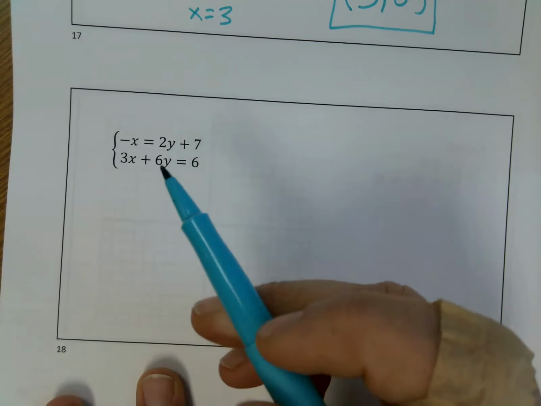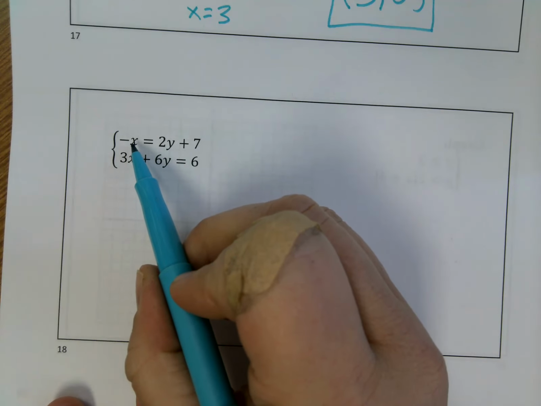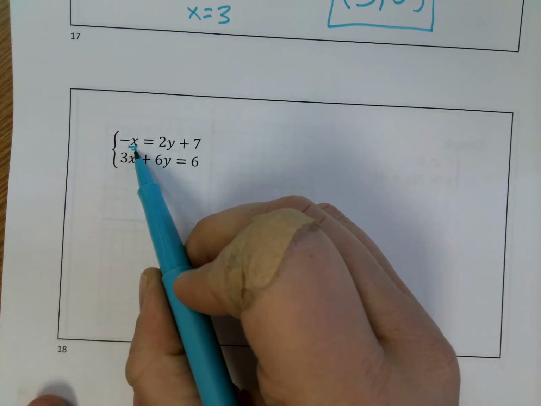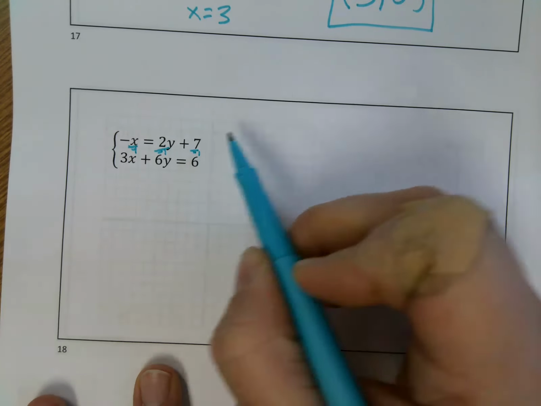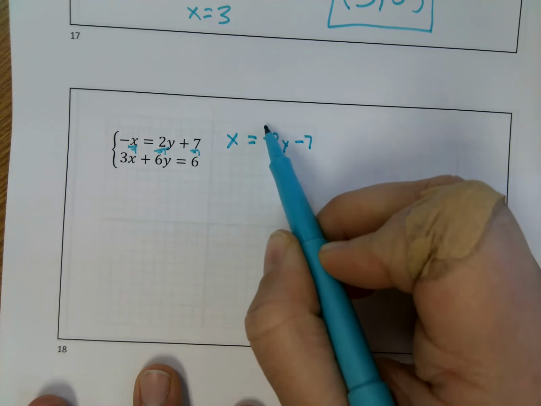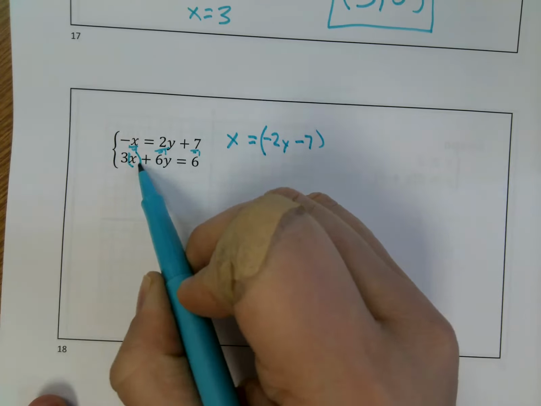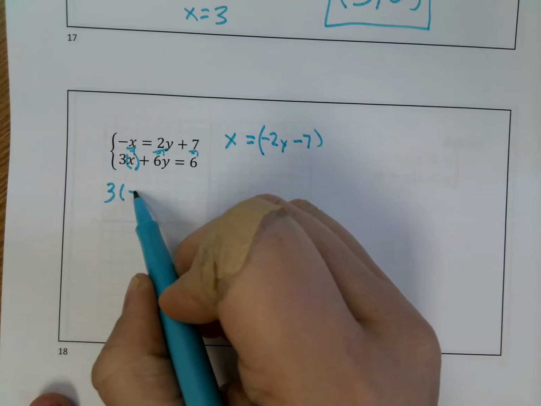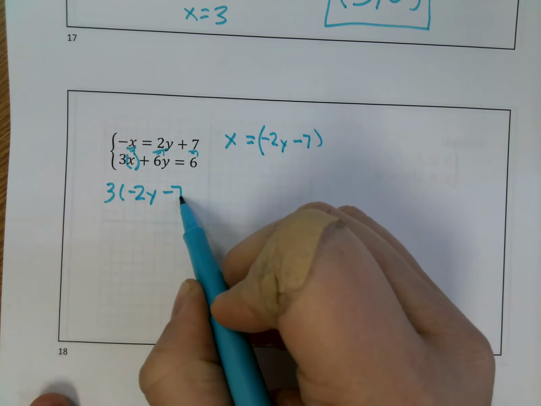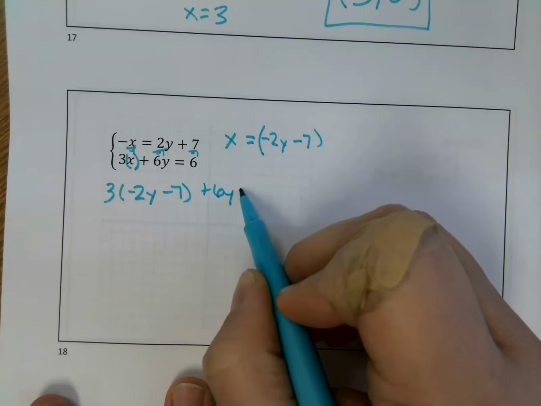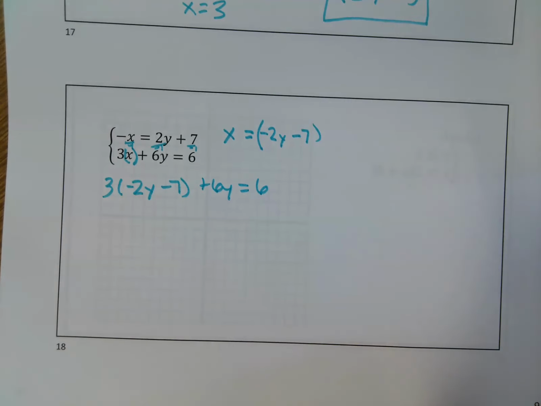I'm going to use this one to solve by substitution because I already have the x by itself, but now I have to get it so it doesn't have this negative. So I'm going to divide each one of these terms by a negative 1. So x is equal to negative 2y minus 7. So this x right here can be replaced with negative 2y minus 7. So that's what I just replaced for that. So I'm substituting it in. And now I solve for y.